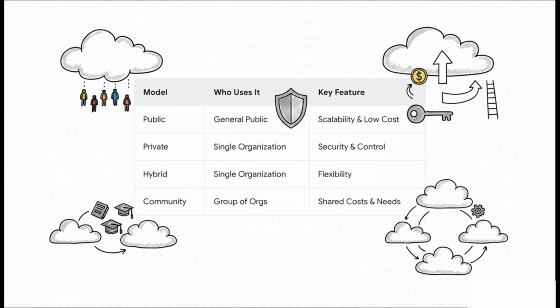First, you've got the public cloud. Think Amazon Web Services or Google Cloud. It's owned by a provider and open for anyone to use. Then there's the private cloud, which is built exclusively for one single organization. They get total control. A hybrid cloud, as you can probably guess, is just a mix of both, giving you the best of both worlds. And finally, there's a community cloud, which is kind of cool. It's shared by a few organizations that have the same needs, like a bunch of government agencies or universities.